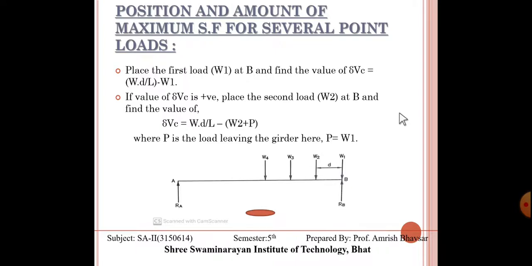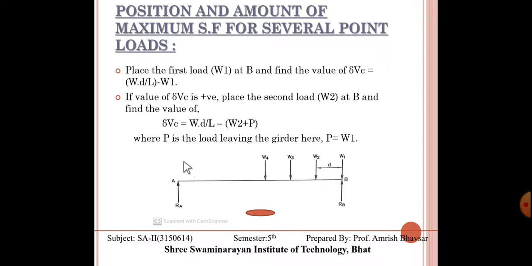Now, the position and amount of maximum shear force for several point loads. Place first W1, W2, W3 like that. In that case we are choosing W1 at B. Find out the maximum delta VC, that is WD upon L into W1. If the value of delta VC is positive, place the second load W2 at B, means it is moving from here to here, here to here, where P is the point load leaving the girder.